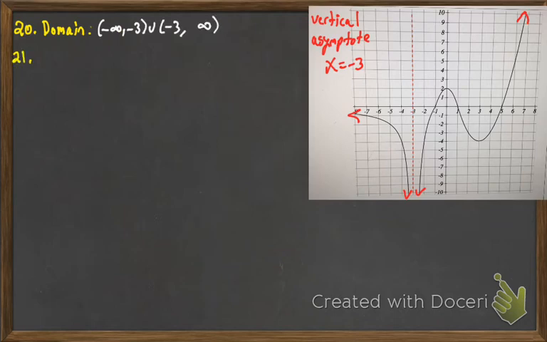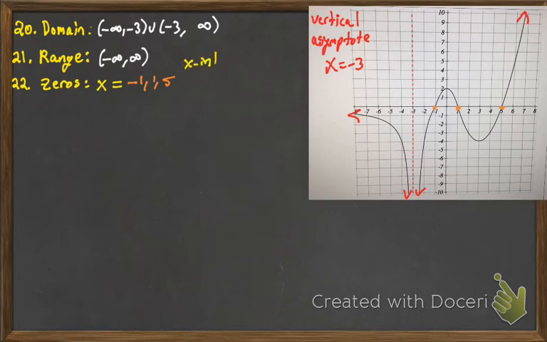Okay, for the range, it does appear to go everywhere from -infinity to infinity. All values of y are taken. We're going to do the same question of x-intercepts and zeros. So your zeros are the values where we cross the x-axis. So that's -1, 1, and 5. As ordered pairs or x-intercepts, that's (-1, 0), (1, 0), and (5, 0).